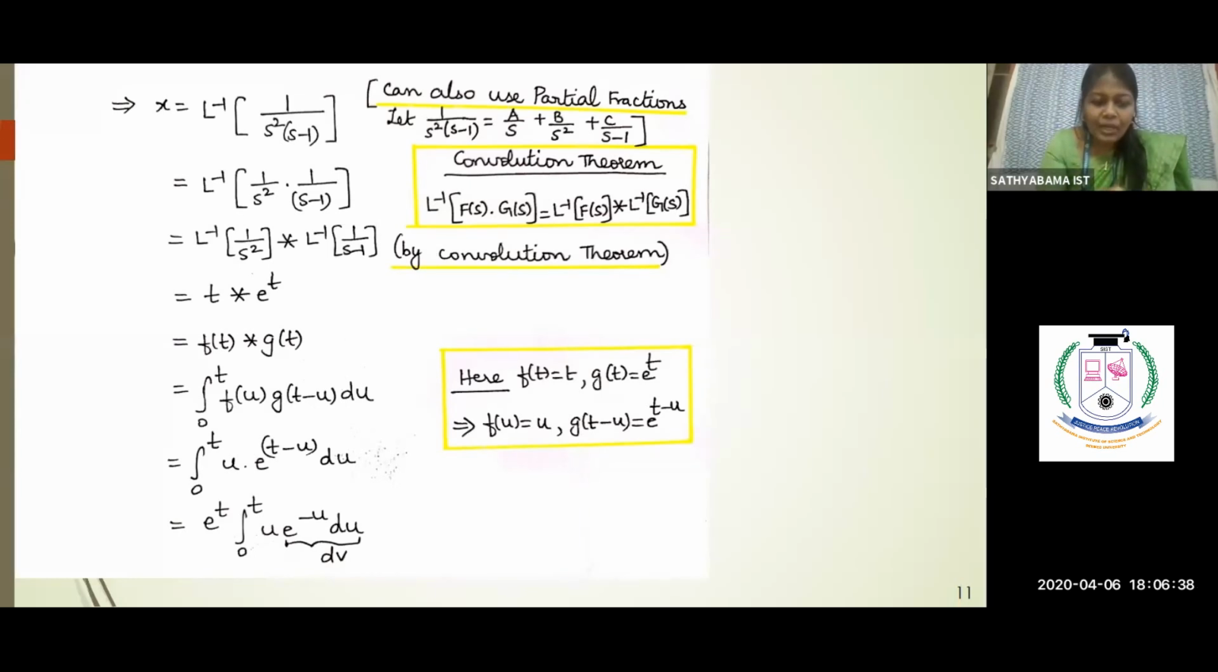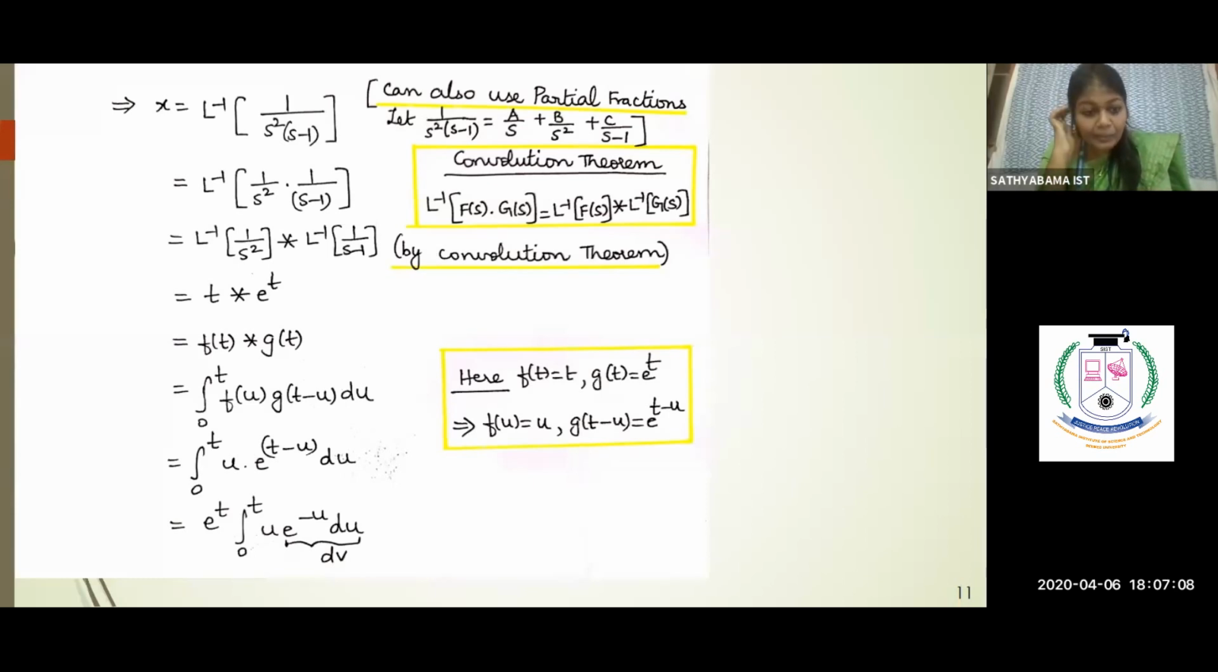Now, what do I have here? I'm talking about the 4th step. I have t convolution e power t. I need to find this. For that, I'm going to use the convolution definition. You remember this also we did in the recalling. What form is this? f of t convolution g of t. And what is the formula for f of t convolution g of t? It is integral 0 to t f of u g of t minus u du. So I simply used the convolution definition there.